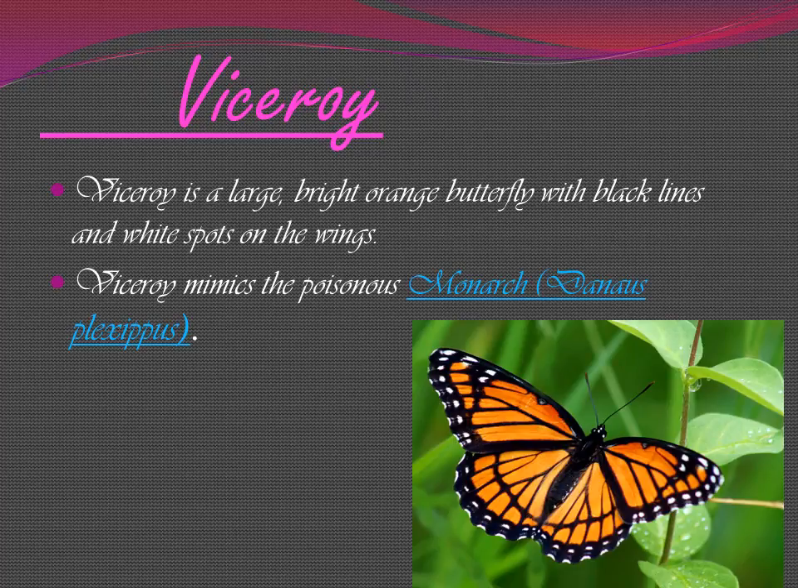Viceroy. Viceroy is a large, bright orange butterfly with black lines and white spots on the wings. Viceroy mimics the poisonous monarch Danaus plexippus.